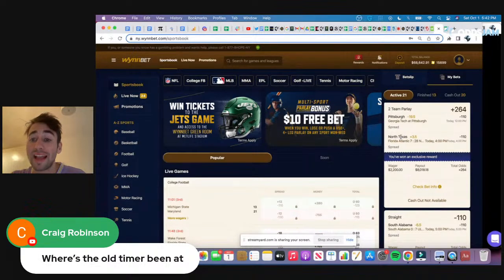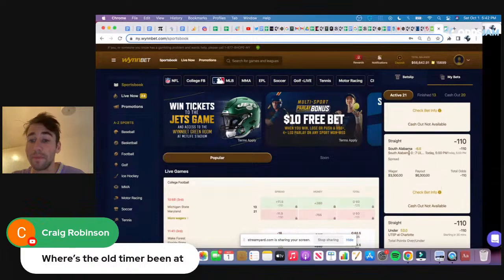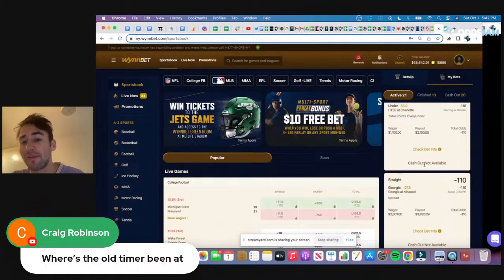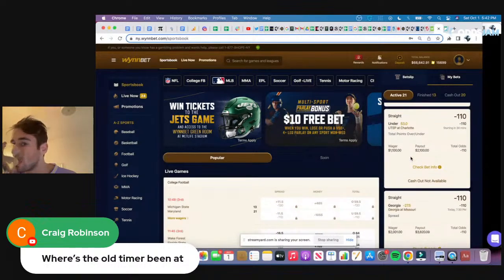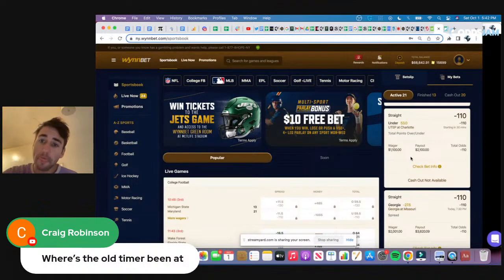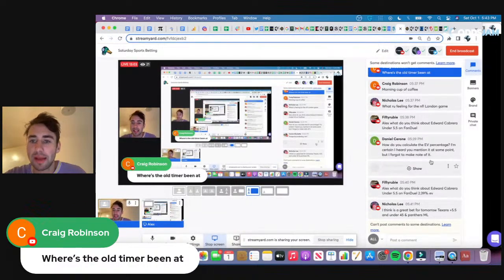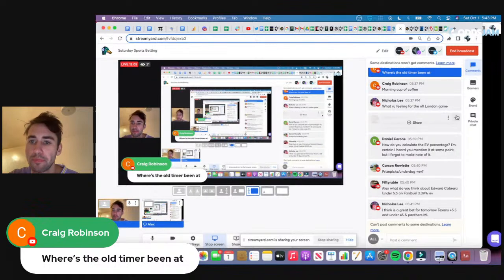So North Texas plus 3.5. It looks like they're winning in our parlay. That's incredible. South Alabama minus 6.5. I mean, lots of plays out there. Georgia minus 27.5. I'm a big fan of Georgia. So a lot of bets open. Hopefully you guys have been able to tail some of these.